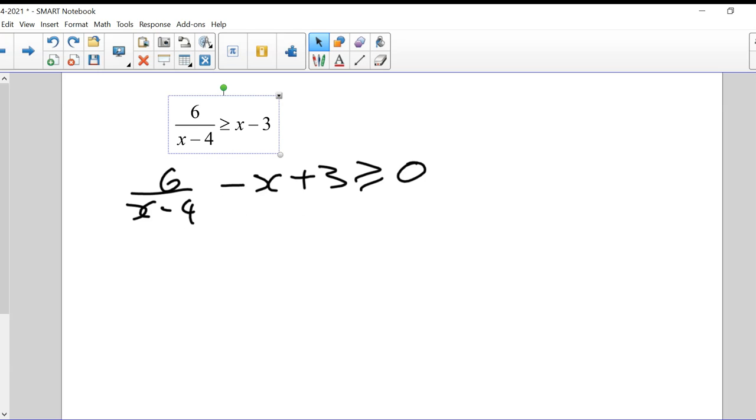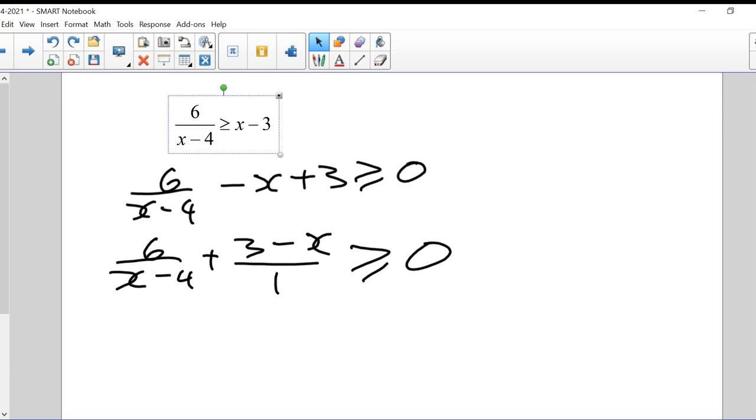Or let's turn it the other way, actually. Let's take 6 over x minus 4, and instead of saying minus x plus, let's say 3 minus x. It's not going to make much of a difference doing it that way, but I'm going to put that over 1 is greater than or equal to 0. I just like having the positive before the negative. So 3 minus x is the same as minus x plus 3.